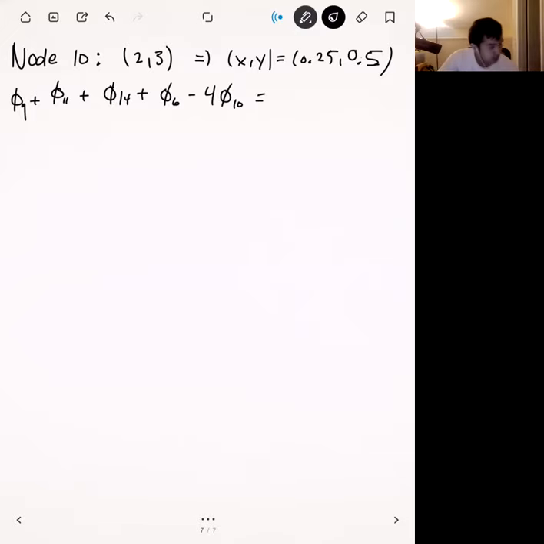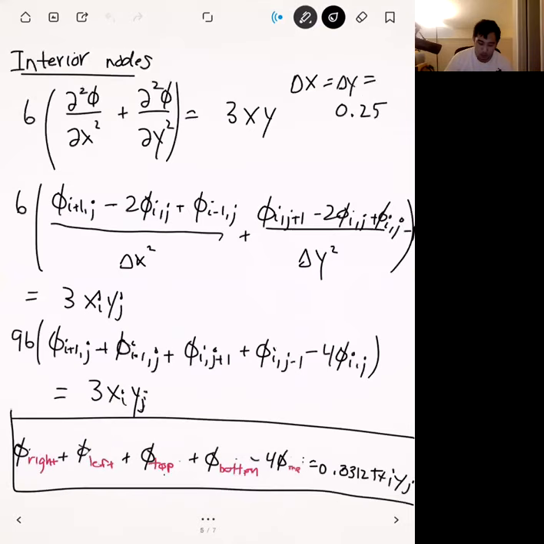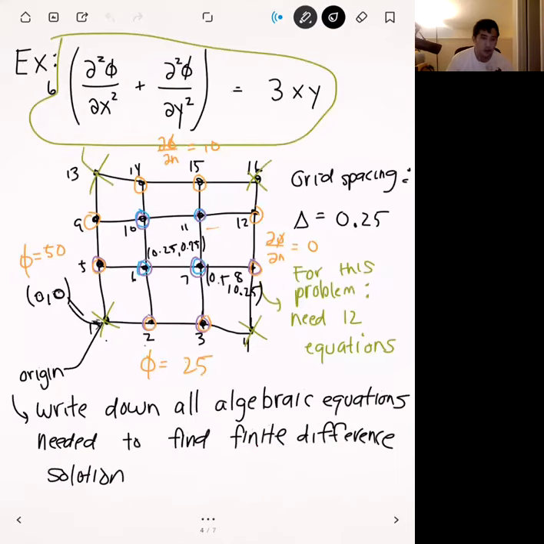And this is equal to 0.03125 times 0.25 times 0.5, which is approximately the same, about 0.04. And remember, for these neighboring nodes, you want to look at the original grid and see what the left, top, and right neighbors are. And so we just did node 10.